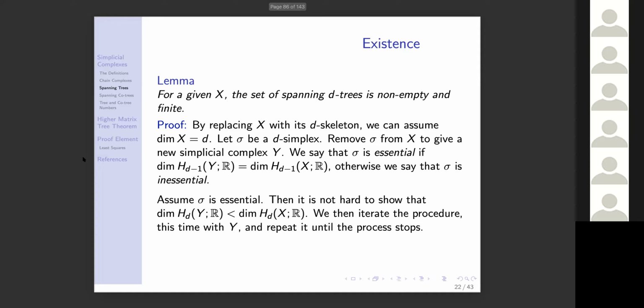We then iterate the procedure, do this with Y, and just keep going, repeating it, take away an essential simplex from Y to get another simplicial complex, and keep going until the process stops. At some point, it has to stop. And the result actually will be a simplicial subcomplex, which is a spanning D tree, because the dimensions of the homology will have to be at a minimum, and it's not hard to show with a little bit of effort that what you get is no homology in dimension D. So this is the proof. It's very similar to the proof I gave last week, which shows that spanning trees in a graph exist.